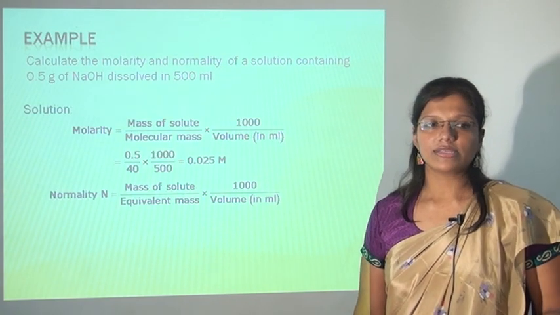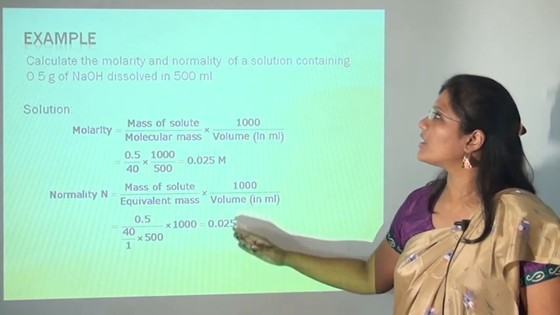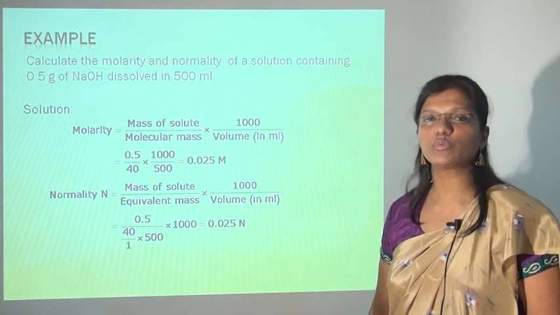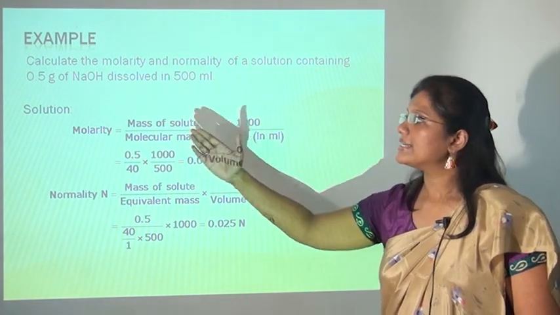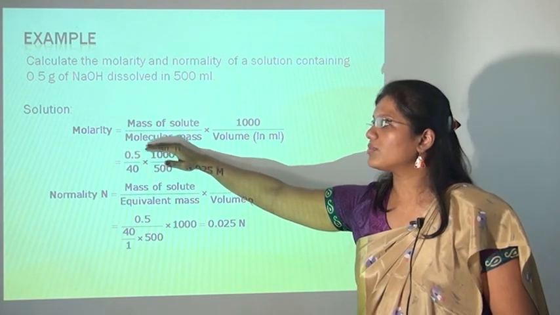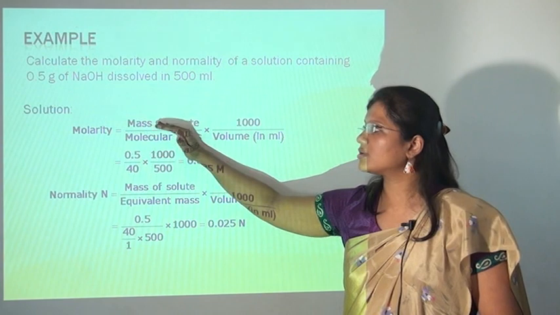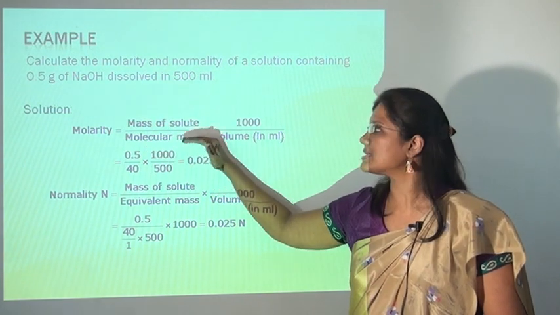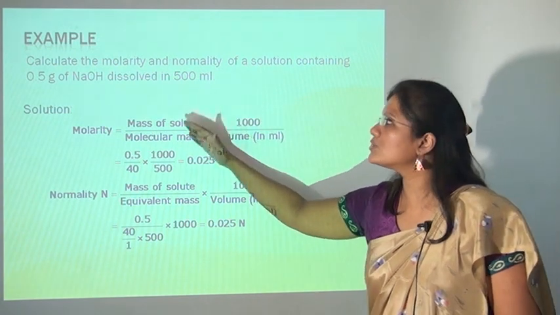Now a few more examples. Calculate the molarity and normality of a solution containing 0.5 grams of NaOH dissolved in 500 ml. Here first you have to calculate molarity. How can you calculate molarity? Molarity is equal to mass of solute divided by molecular mass into 1000 by volume in ml. So we are just putting the values.